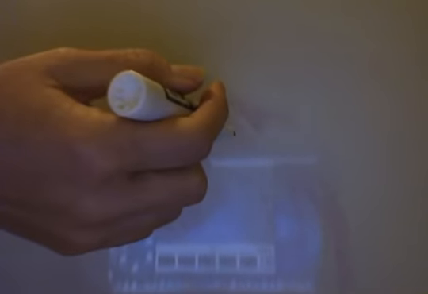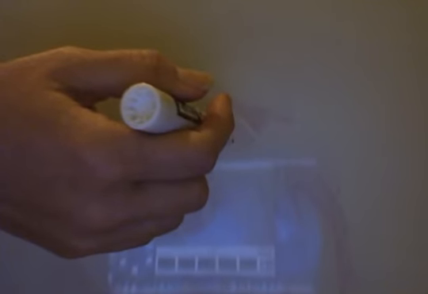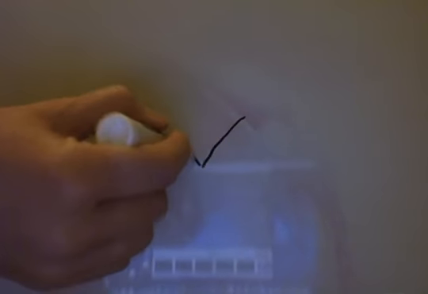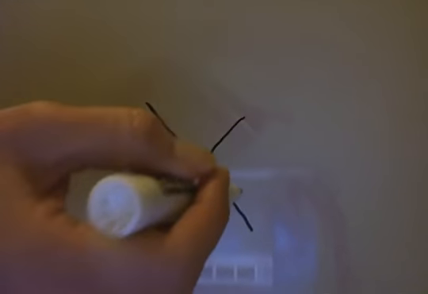So we have the cross, right? Let's see. We're gonna do it, I guess. Now, this represents the feminine. Okay, the X, because this is the light that comes in.